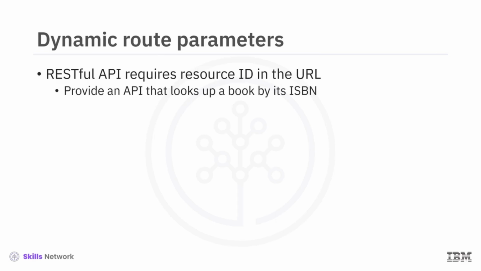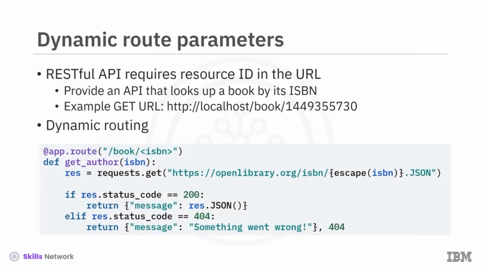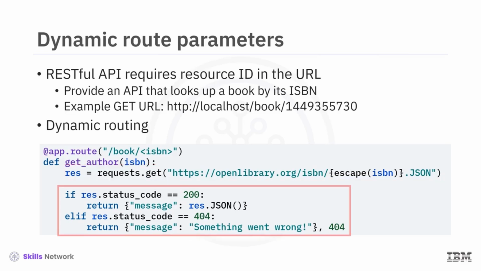When developing RESTful APIs, you can send some resource ID as part of the request URL. For example, you want to create an endpoint that returns book information by International Standard Book Number, or ISBN. But instead of hard-coding the ISBN, you want the client to send it as part of the URL. Flask provides dynamic routing for this purpose. Now let's look at a concrete example. Add the variable called ISBN as a dynamic part of the URL. Then pass this variable to the Open Library API. The result is then sent back to the client.